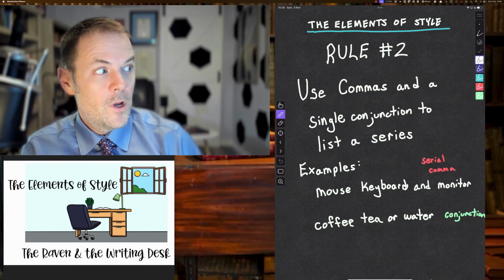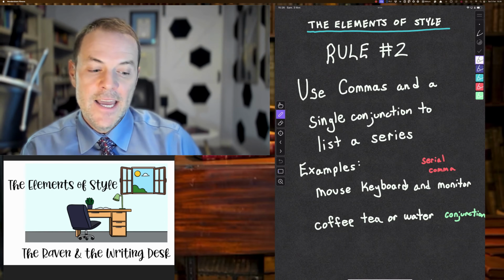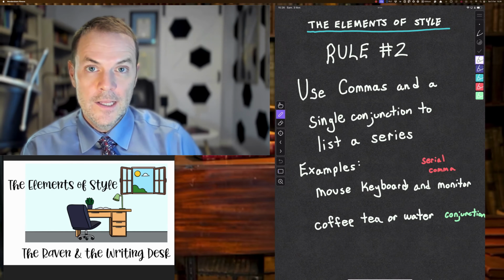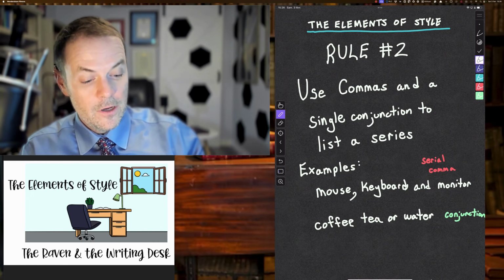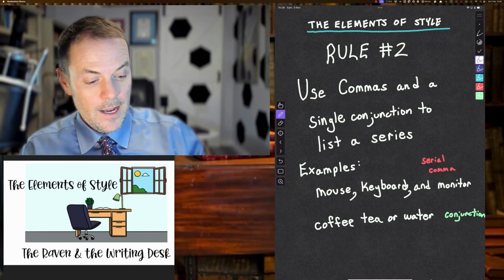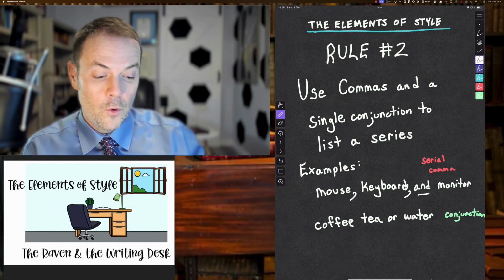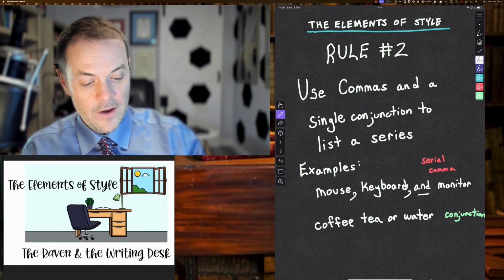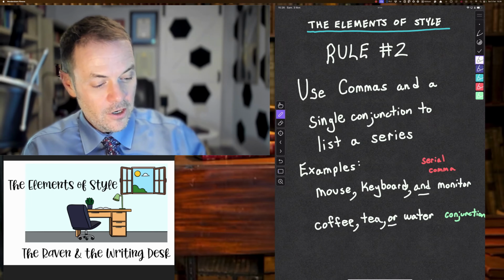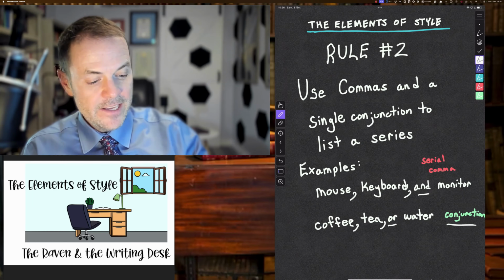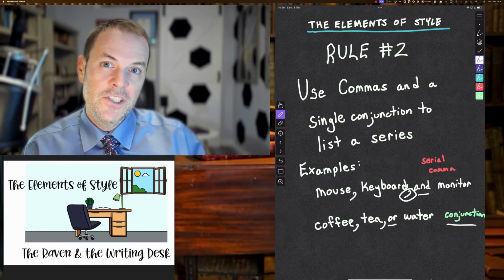Rule number 2, use commas and a single conjunction to list a series. Again, nice, easy rule. Let's just say over here, I've got a mouse, keyboard, and monitor. So I'm going to list that off. Mouse, comma, keyboard, comma, and monitor. A conjunction is a joining word. So likewise, we have coffee, comma, tea, comma, or water. There's our conjunctions there, and this last comma is called a serial comma.